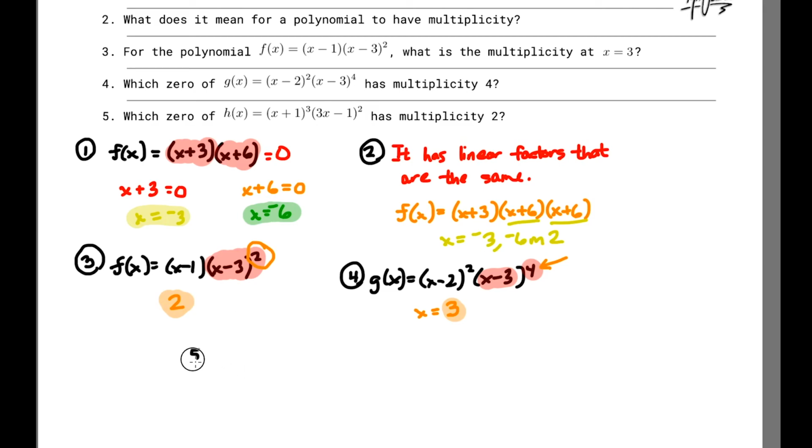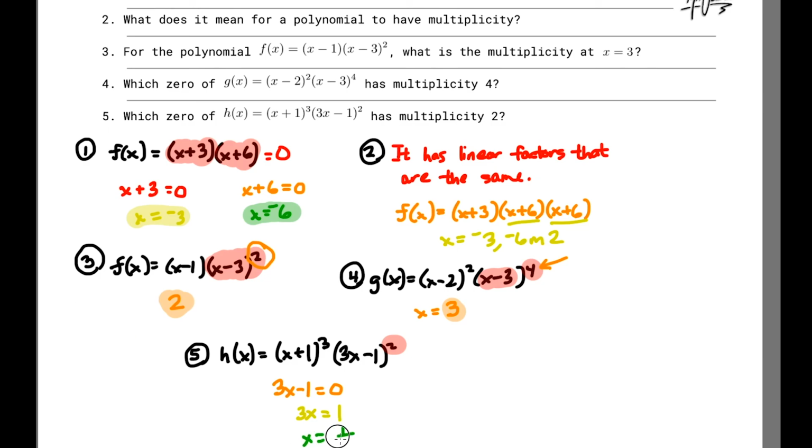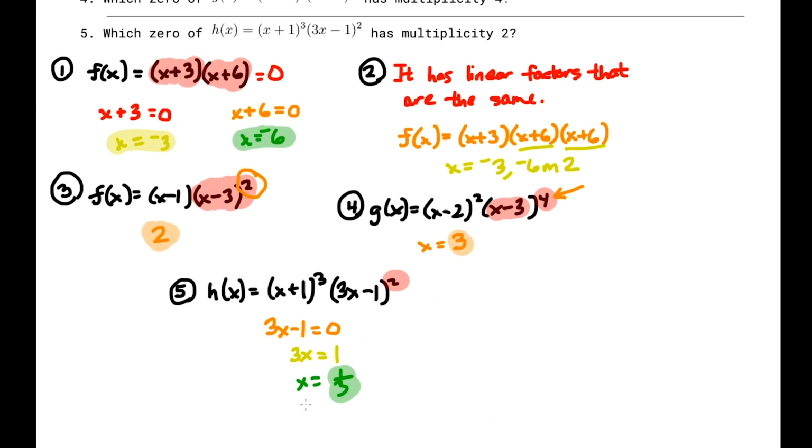And then number 5, it says, which zero of h of x is equal to x plus 1 to the third power times 3x minus 1 squared, has a multiplicity of 2? Well, it would be this one right here, this 3x minus 1, but you have to actually find the value of x for that one. So that means you have to set this 3x minus 1 equal to 0 and solve. So we're going to add 1 to the other side, and then we're going to divide both sides by 3, and you get x is equal to 1/3. So x is equal to 1/3 would have a multiplicity of 2 because of this power right here.